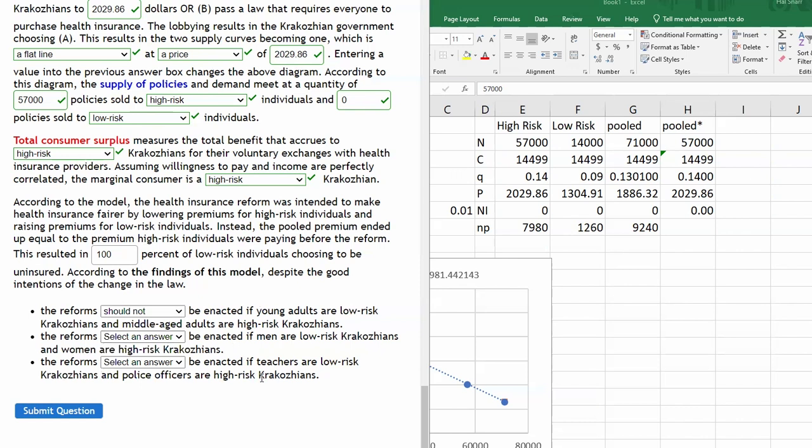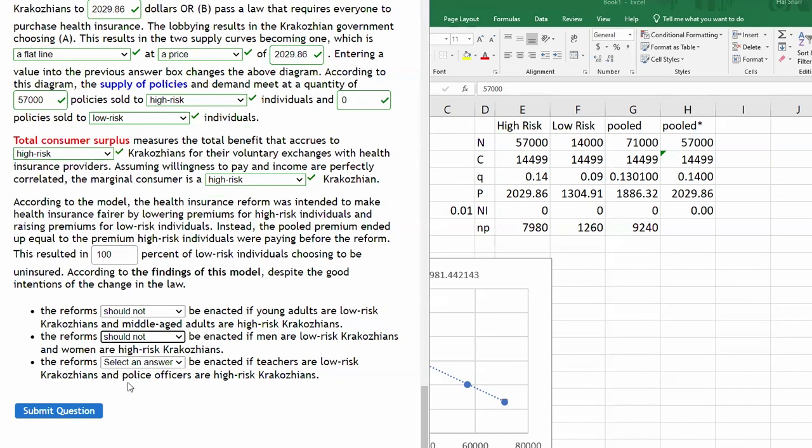The reforms should or should not be enacted if men are low-risk Caucasians and women are high-risk Caucasians. So the law, again, if you remember, is going to lower the female premium and raise the male premium so that they're equal. What the analysis showed is that the men uninsured, and because they left the insurance pool, only women were left, and they're the high-risk Caucasians. So their premiums were the same before and after the law, and men uninsured. So I would say the model says should not be enacted.